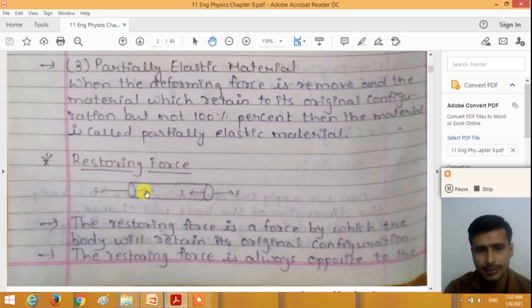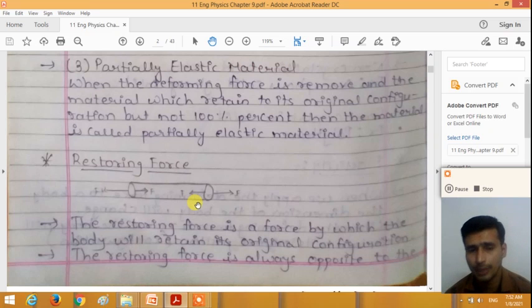So let us consider a thin rod made up of elastic material. When we apply an external force F on both ends of the elastic rod, the length of the rod increases. At the same time, an intermolecular force is produced in the material, opposite to the external force, and this force is called the restoring force.